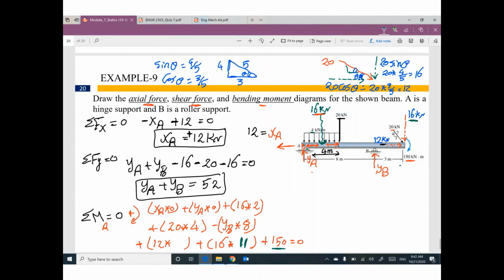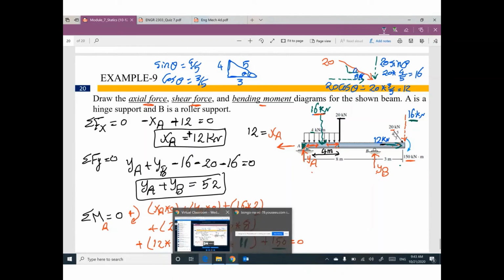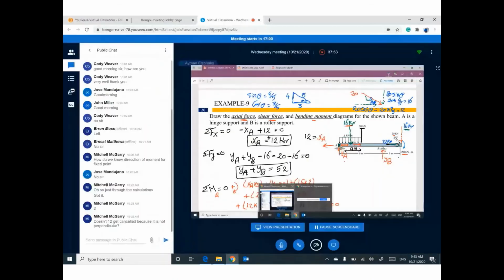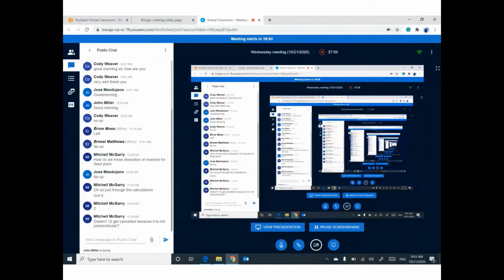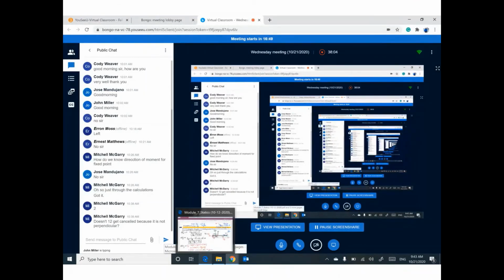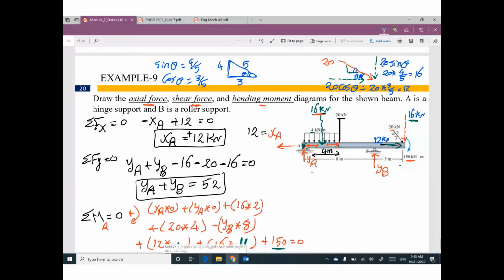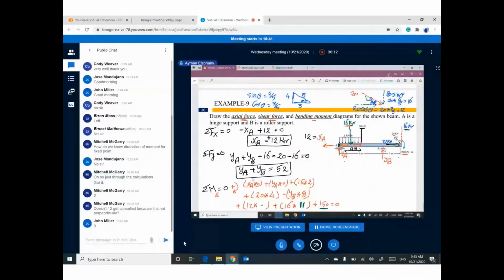Anybody can tell me 12, this horizontal component will be multiplied by how much distance? I am here at A. What is the distance between A and this force to put it here? Any answer? What do you think? Thank you, Mitchell. Same question all the time. Same student answers the question. Nothing new.